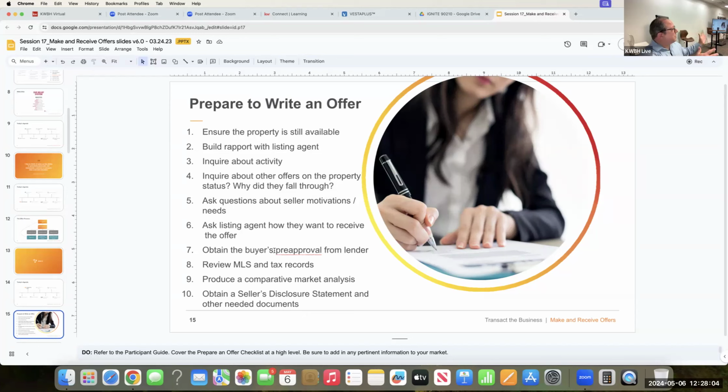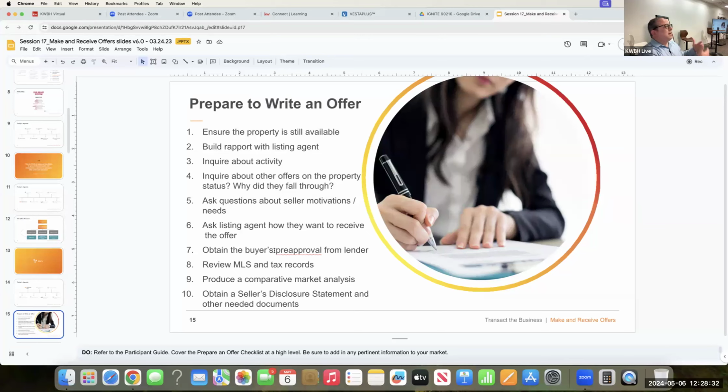Obtain the buyer's pre-approval from the lender. Whenever someone comes to my office and says, JJ, I want to write an offer, I say, great. Do you have a pre-approval letter and do you have proof of funds? We need those to submit with your offer. I'm not going to do anything until you have that, because the lender needs to first qualify the buyer. We need to make sure how much down payment there is, because I want the offer to be structured how it's actually going to happen.